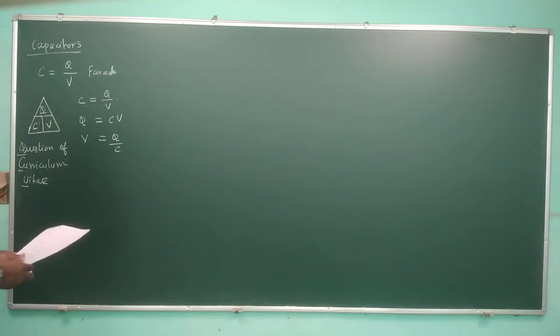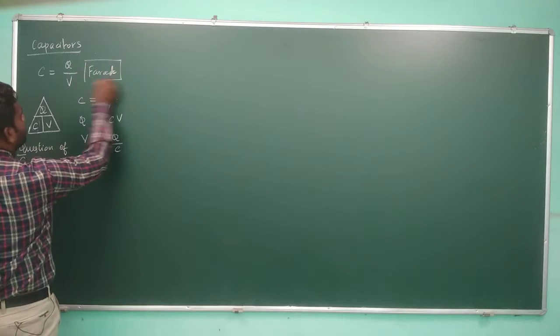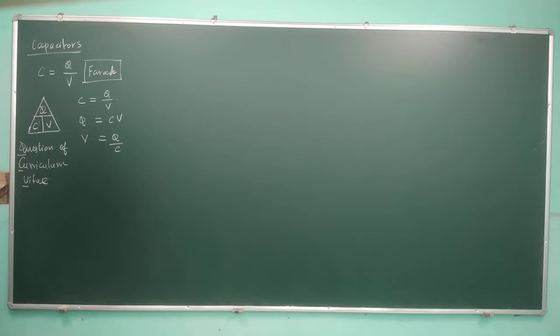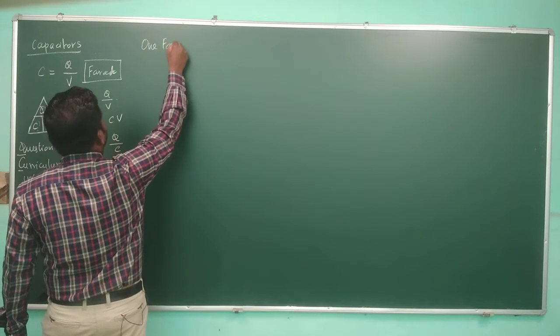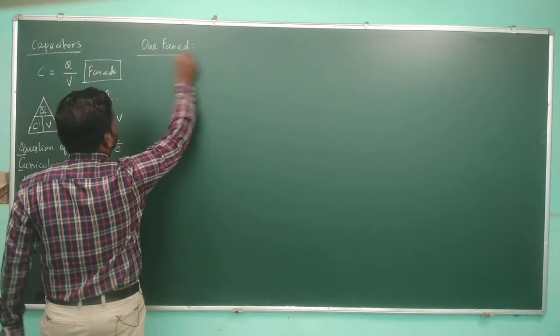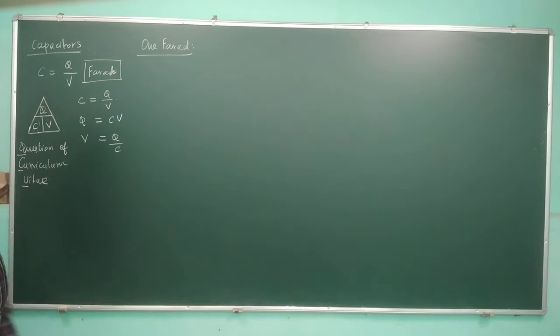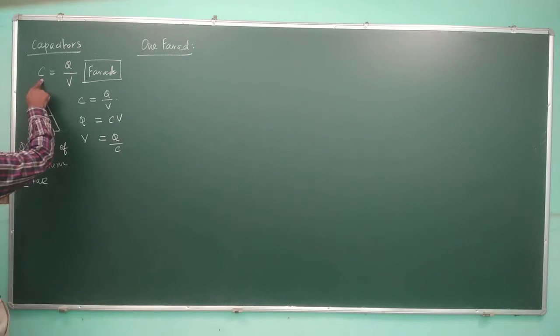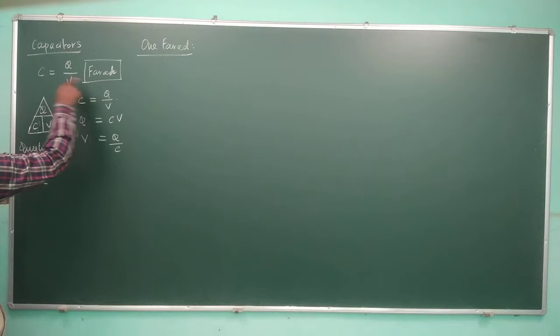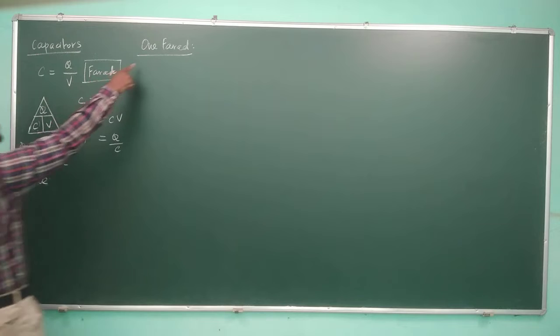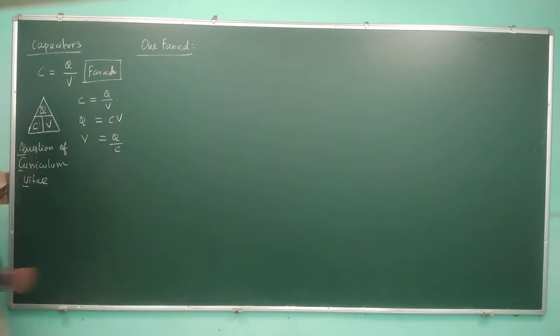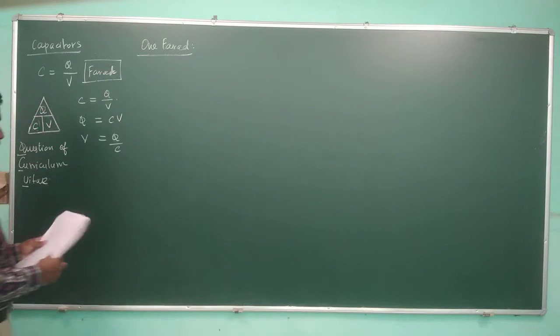Fine. Now let's have a formal definition for farad. We said farad is a unit for capacitors. In that case, what is 1 farad? See, here capacitance is measured in terms of farad. Now we want the definition for 1 farad.